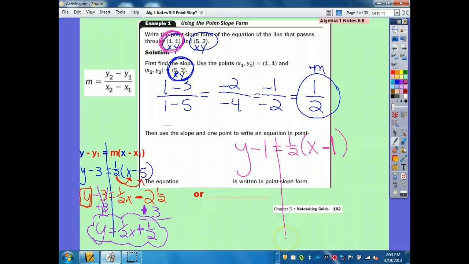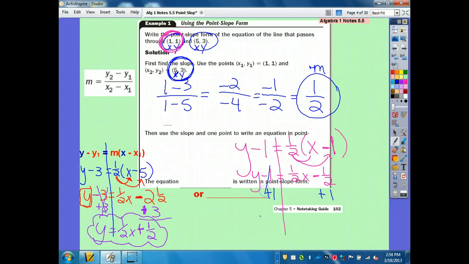Now I need to do what? Yep, distributive property. So this stays the same, y minus 1 on this side. What's 1/2 times x? Half x. Yep. What's 1/2 times a negative 1? A negative half. Anything times 1 is itself, so 1/2 times a negative 1 is just, instead of 1/2, a negative 1/2. Okay? Now I have to do one last step, solve it for y equals, so I have one last thing to do, and that is what? Add 1 to the negative 1/2. I add 1 to both sides, and you said add it to the negative 1/2.